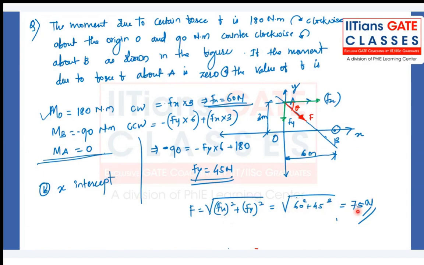Now the next question: what is this x-intercept? Means they're asking this value. What is the value of x-intercept?